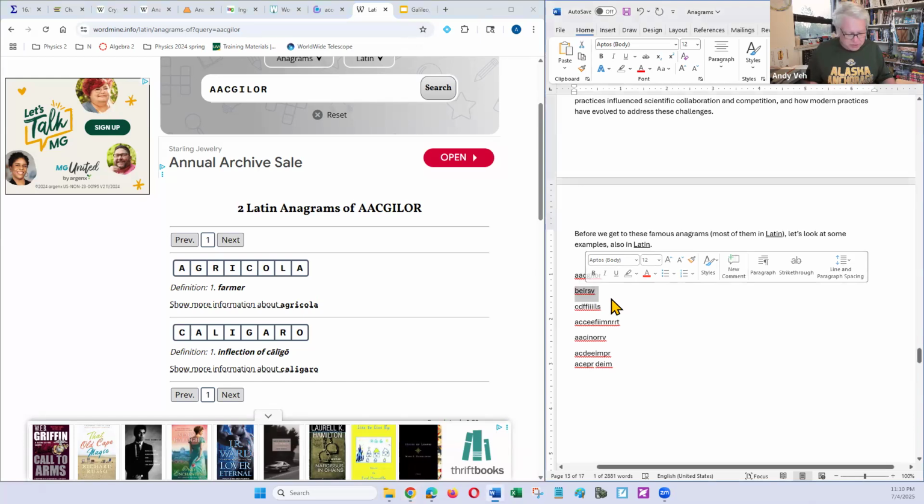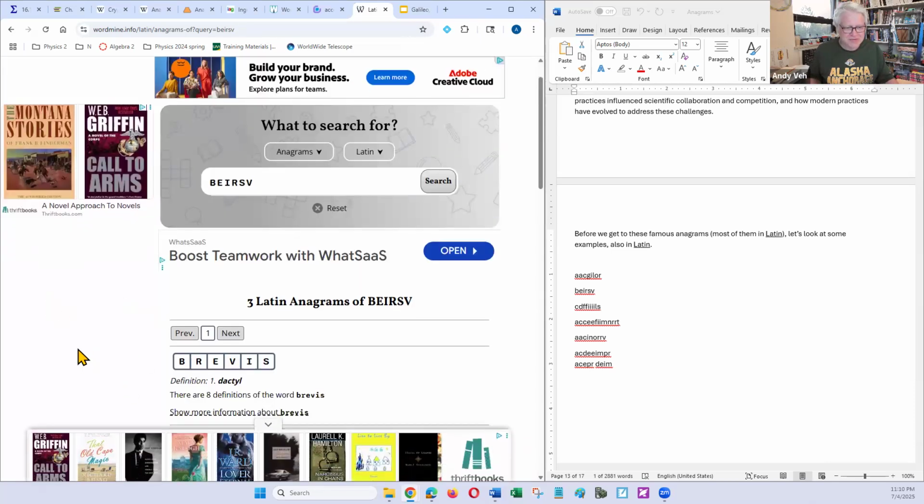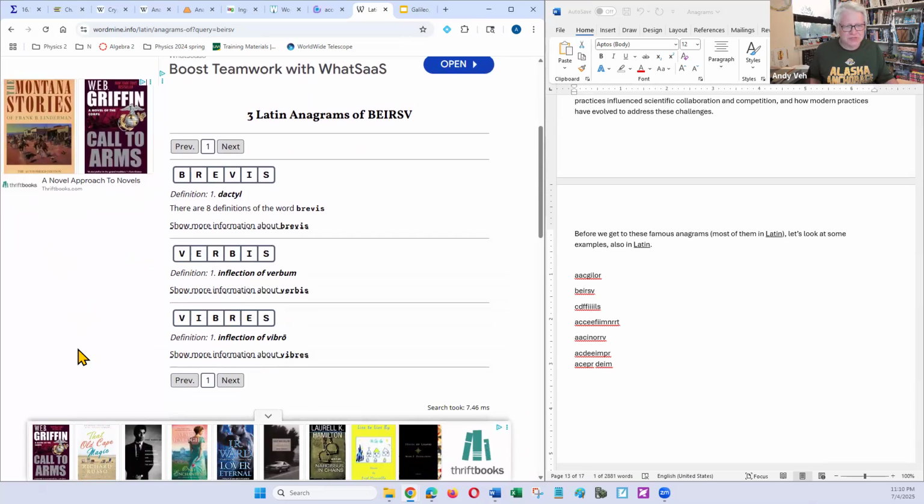All right, let's try this one here. Yeah, that's right. I have to use the Latin anagram maker. There we go. So this word is brevis. I'm not sure how it connects to dactyl. In any case, that's the word brief. So brevis, Latin, means simply brief or short.